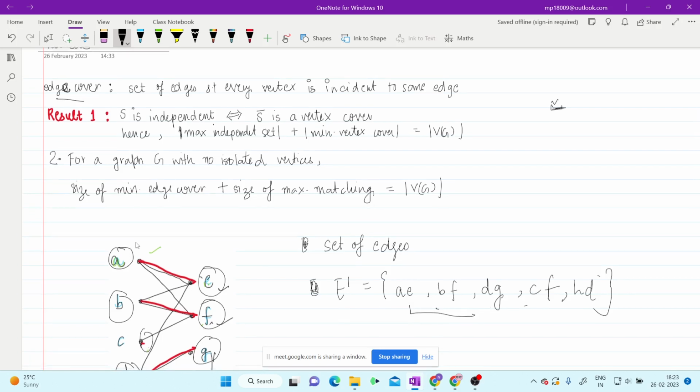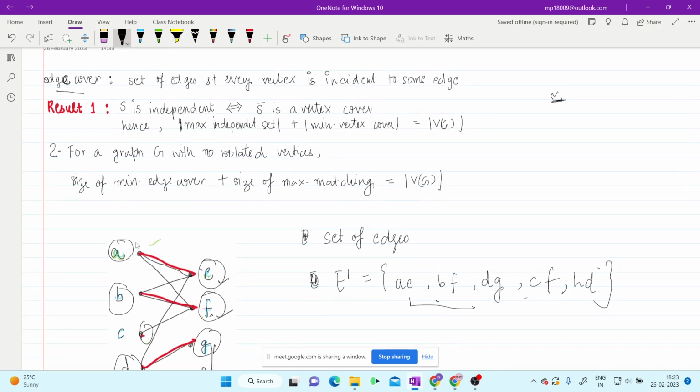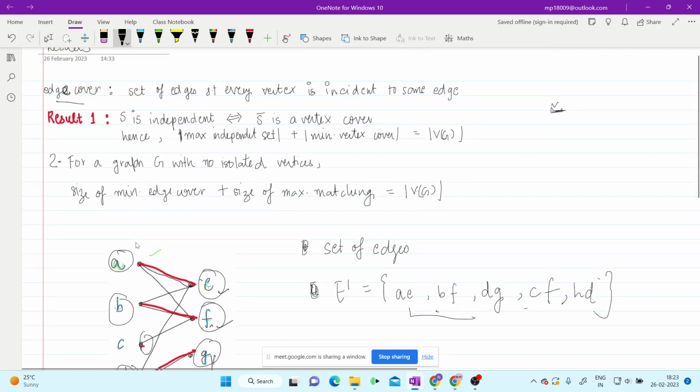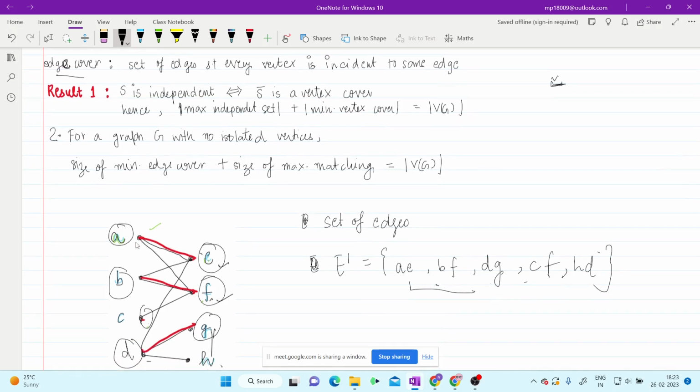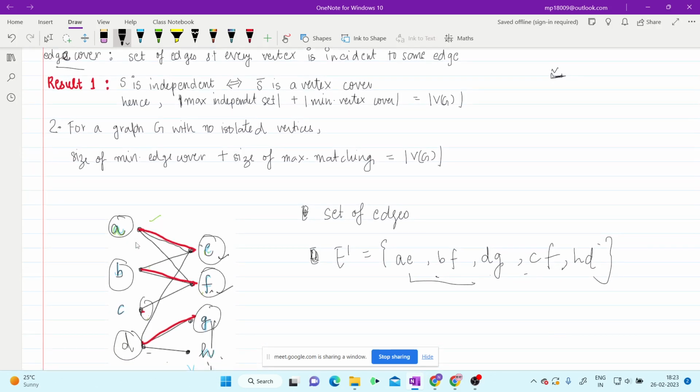Okay. Now we know what an edge cover is. The next thing is, what is an independent set? We also defined it in last week's lecture. By an independent set we mean a set of vertices in which there is no edge between them. And this is a result that was proved in lecture: S is independent if and only if the complement of S is a vertex cover.